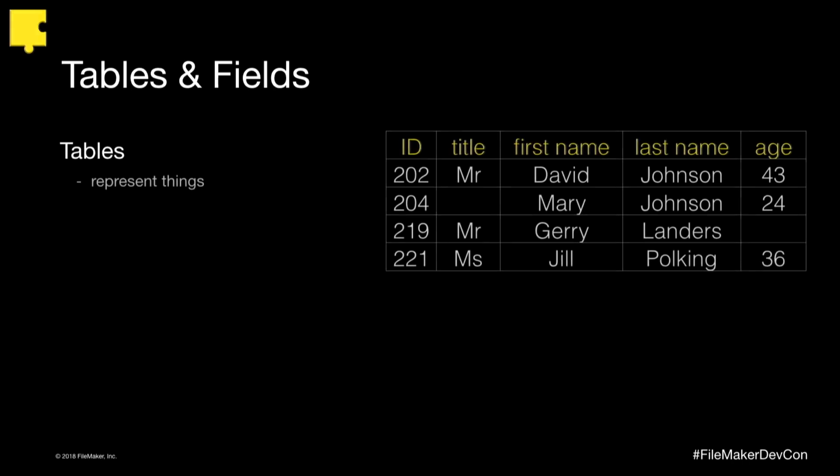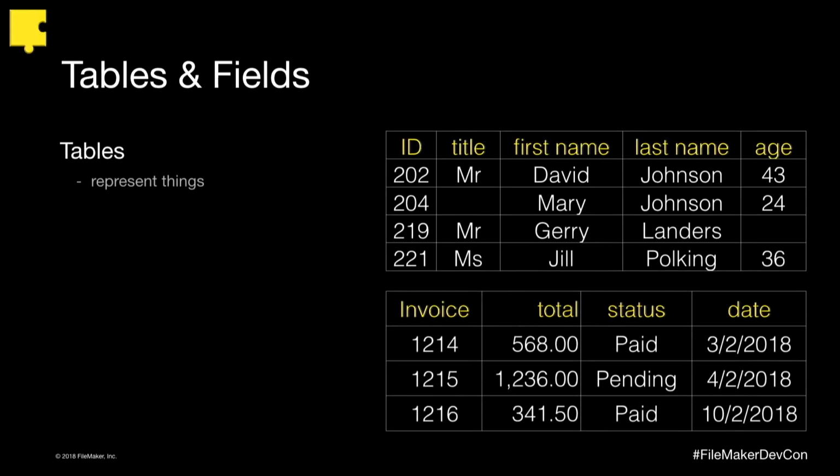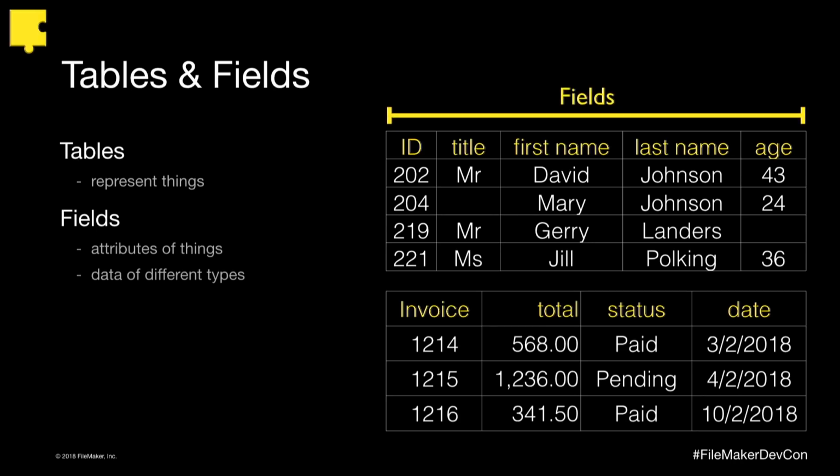No, really, tables in terms of databases are a representation of things in the real world. So a table, in this case, we've got a table of people, we have a table of sales. And when we look inside that table, we see fields. FileMaker refers to them as fields. Other database platforms sometimes refer to them as columns because they are columns in a table. And these are the attributes of those things. So we've got attributes like name and age and total and status. And there's data in there of different types like text and number and date.